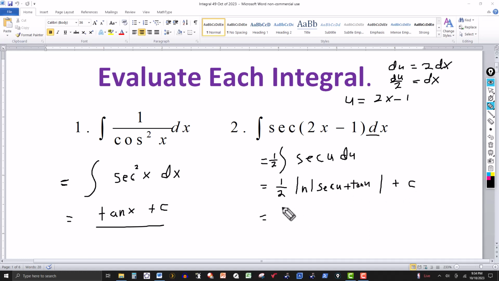And then we just have to go back to the original variable. So we got ln of the absolute value of secant of u, but the u is 2x minus 1. And then it's the tangent of u, but replacing u by 2x minus 1, close the absolute values, and then it's plus the constant of integration.